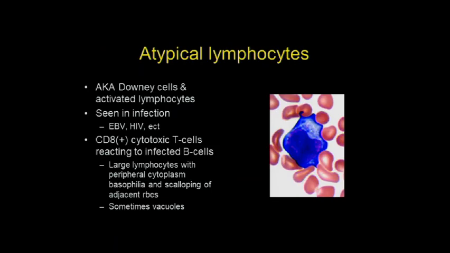And we talked about this earlier, looking at some atypical lymphocytes like we see with infections, mononucleosis. We call these downy cells, although we can see them in other infections too, like HIV. These are the cells that have scalloping of their cytoplasm and outer membrane around the red blood cells, and this very dark blue look, especially at the periphery of the cytoplasm. Those are our downy cells. And remember that these are not the B cells that are infected with EBV, but these are the CD8 positive cytotoxic T cells that are reacting to the infection that's elsewhere.